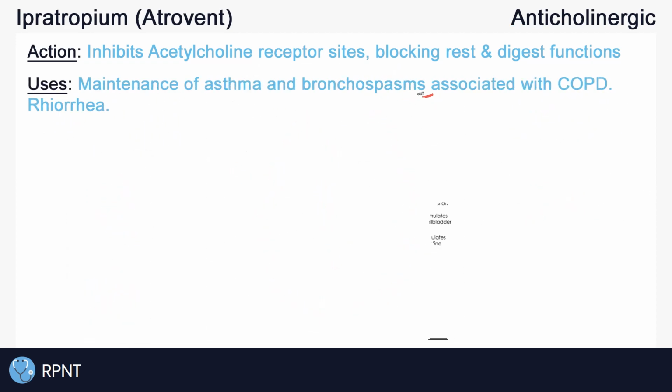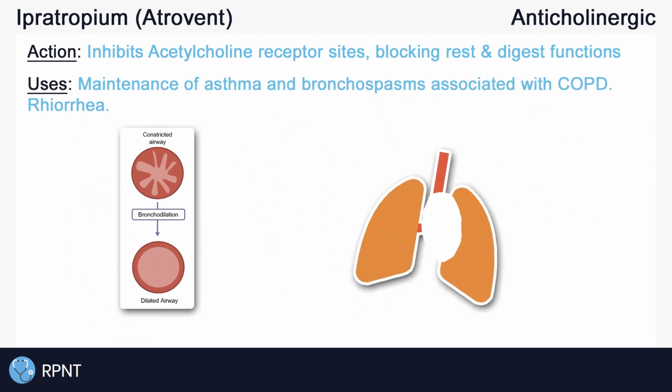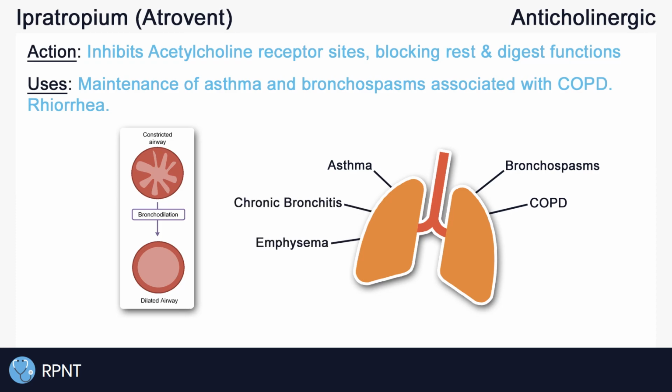Due to ipratropium's effect of dilating the airway, it can be used in the maintenance of asthma. Ipratropium can also be used in the maintenance of bronchospasms associated with chronic obstructive pulmonary disease, or COPD, which includes asthma, chronic bronchitis, and emphysema.